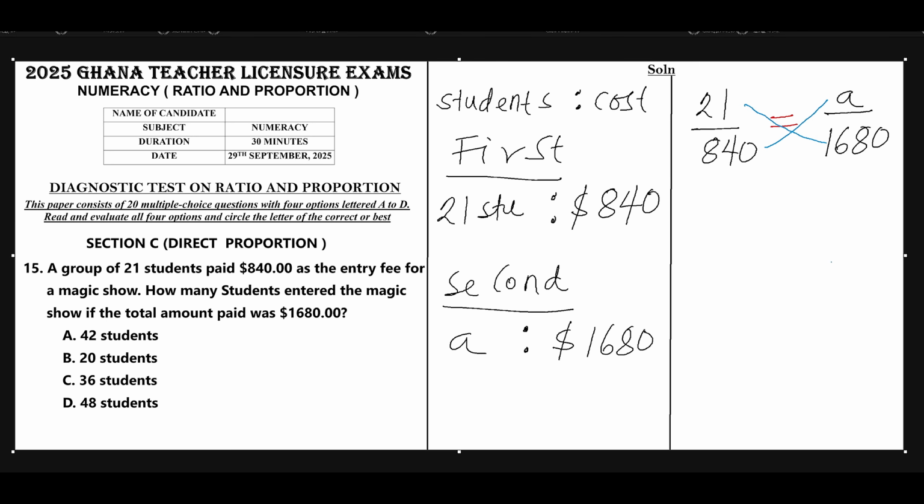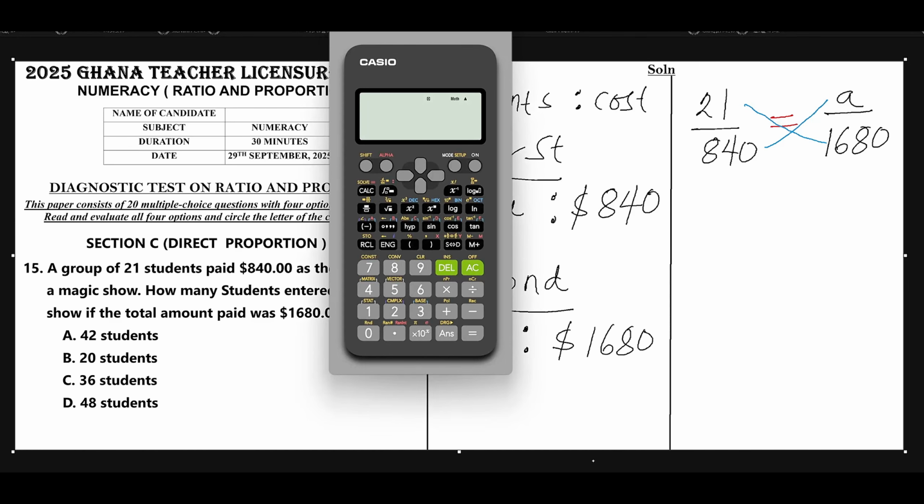So 21 multiplied by 1,680. Let's see. 21 multiplied by 1,680. So this gives us 35,280.